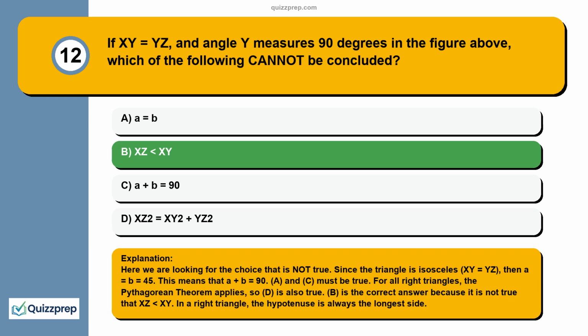Here we are looking for the choice that is not true. Since the triangle is isosceles, XY equals YZ, then a equals b equals 45. This means that a plus b equals 90, so A and C must be true. For all right triangles, the Pythagorean theorem applies, so D is also true. B is the correct answer because it is not true that XZ equals XY. In a right triangle, the hypotenuse is always the longest side.